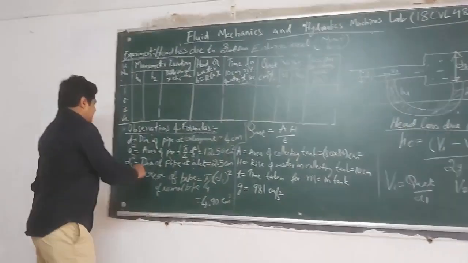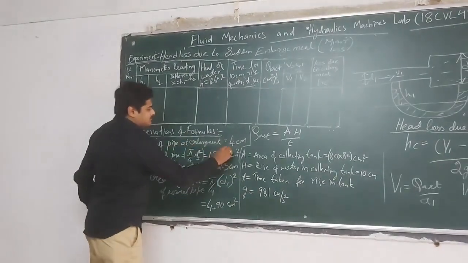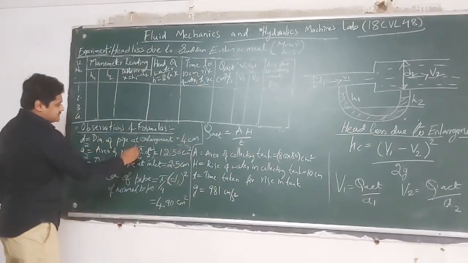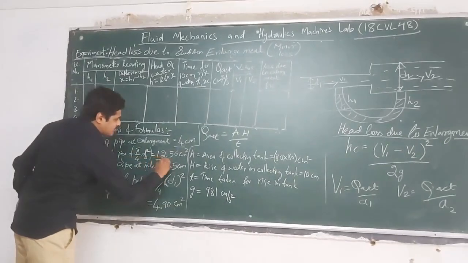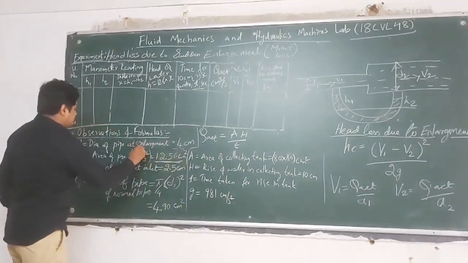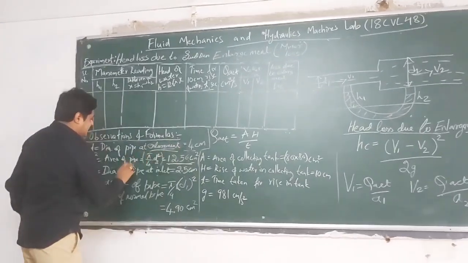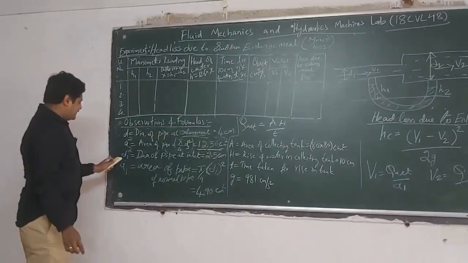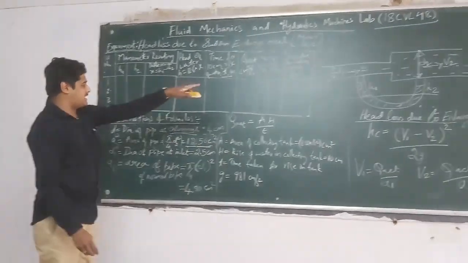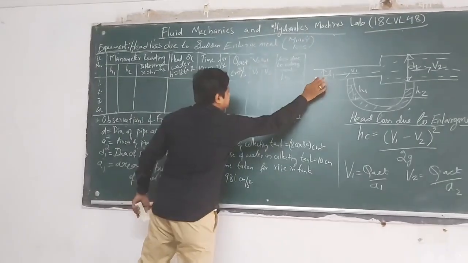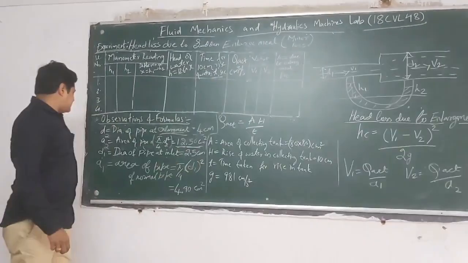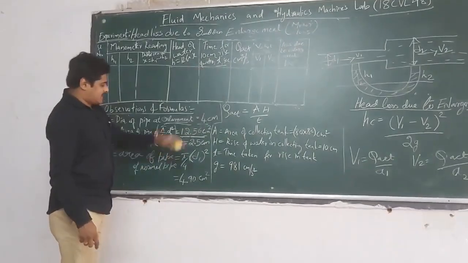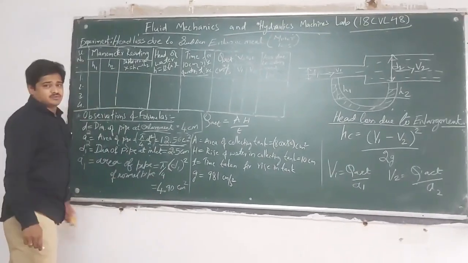The diameter of the pipe at enlargement, D2, is 4 cm. So we find the area, that is pi by 4 into D square, which is 12.56 cm square. This is the area of enlargement, 12.56 cm square. Similarly, D1 is the diameter of the pipe at the inlet, that is this pipe. This is D1, that is 2.5 cm, and the area of the normal inlet pipe is 4.90 cm square.